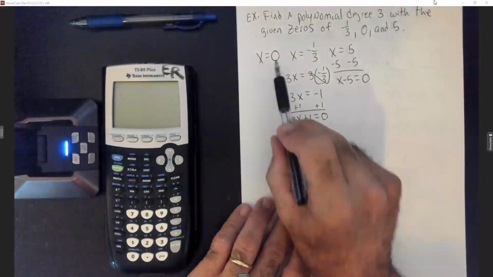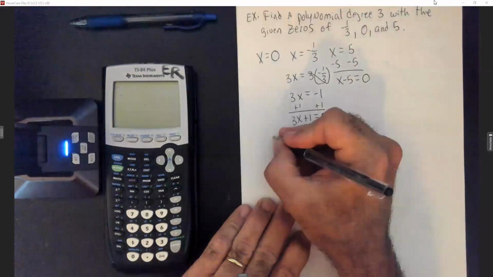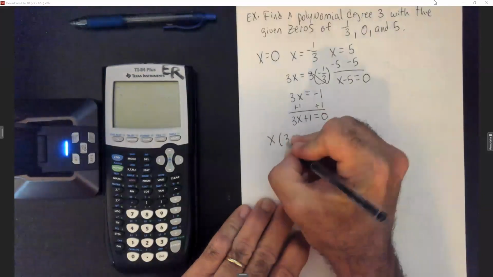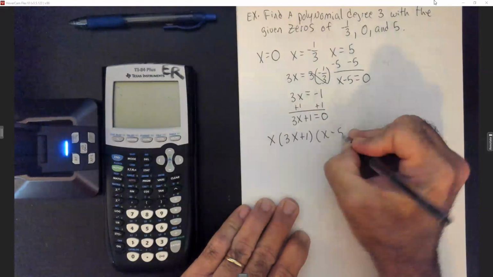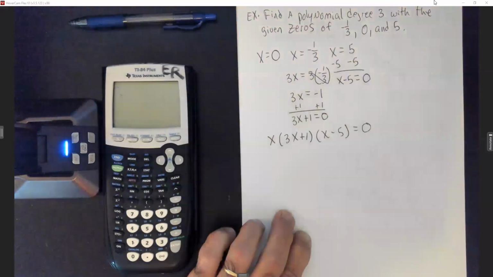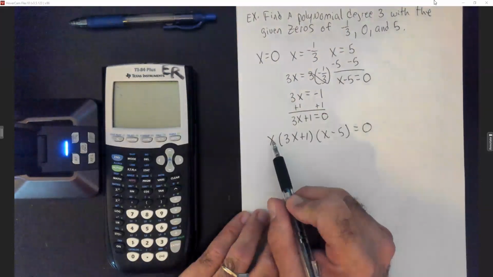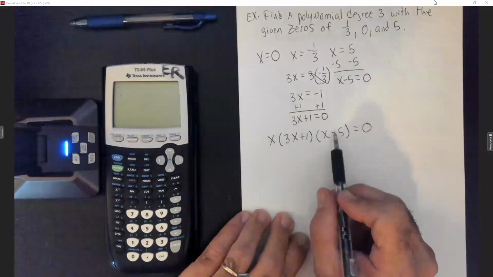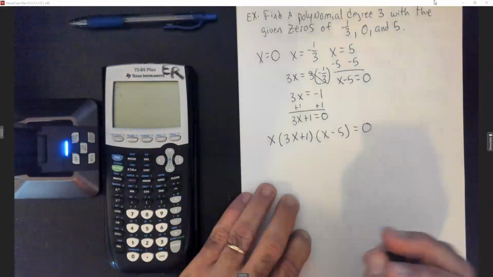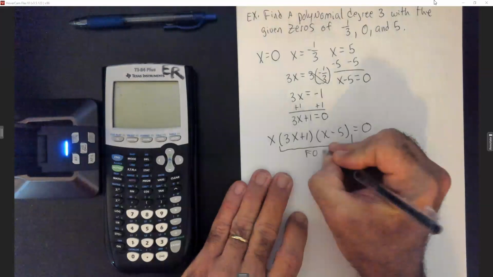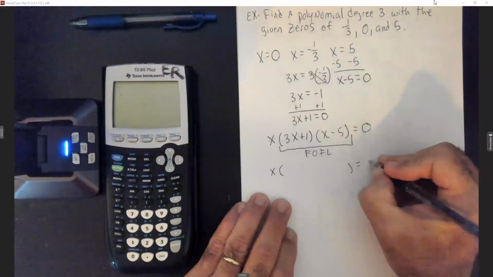So I've got my 3 answers. So this one, all you got is an x. Then I'm going to put parentheses, 3x plus 1, parentheses, x minus 5. All this equal to 0. Now, you could have put this one in parentheses, but you really didn't need it because it only had one term. Anything that had 2 terms, I definitely put them in parentheses. Now, I'm going to FOIL these 2 first. So this x will come down, and then I'll have my parentheses all equal to 0.